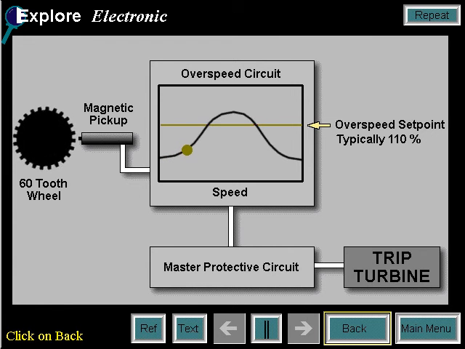The electronic overspeed protection function is performed as shown here. The turbine speed signal derived from the magnetic pickup sensors is compared to an overspeed set point. When the turbine speed signal exceeds the set point, the overspeed trip signal is transmitted to the master protective circuit to shut down the turbine. An electrical overspeed trip message will be displayed.